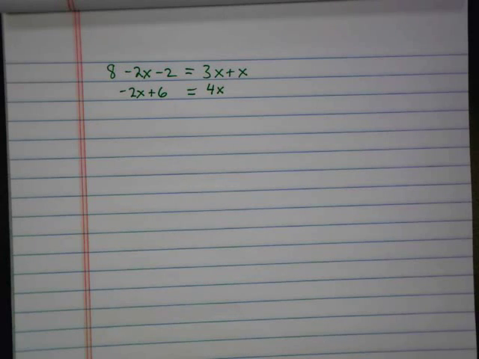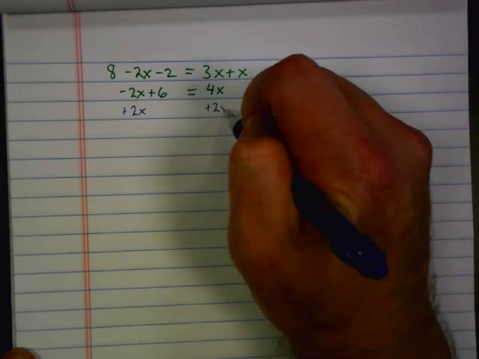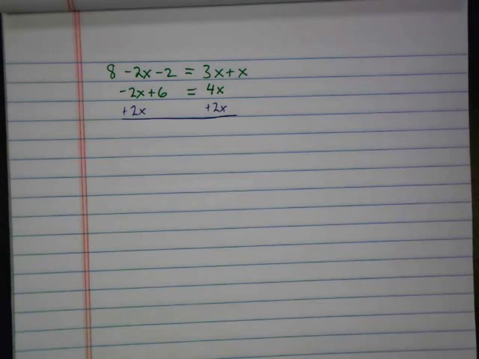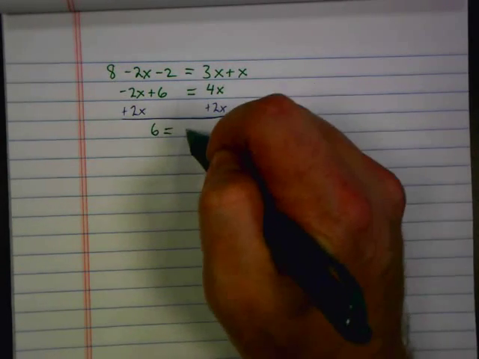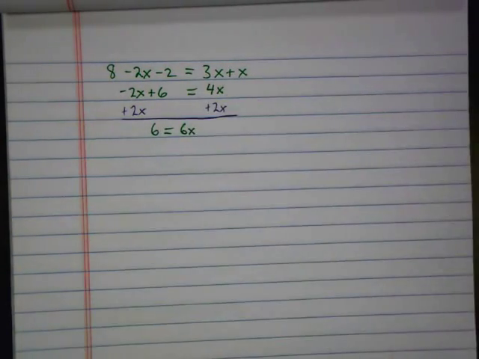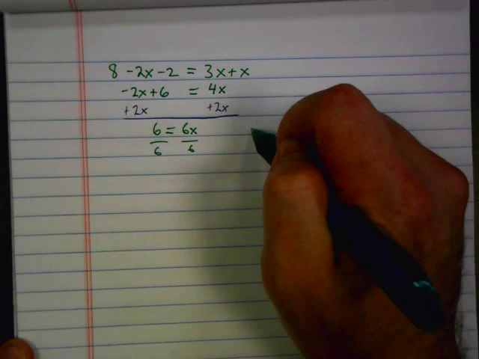So now I think I heard the next step. Somebody told me, add the 2x. Is it okay to put the x's on the right? Sure it is. Nothing wrong with that at all. This gives us 6 equals 6x. And finally, divide by 6. x is 1.